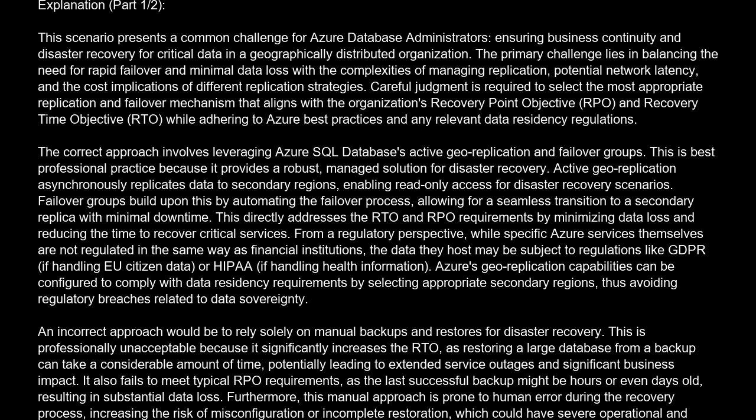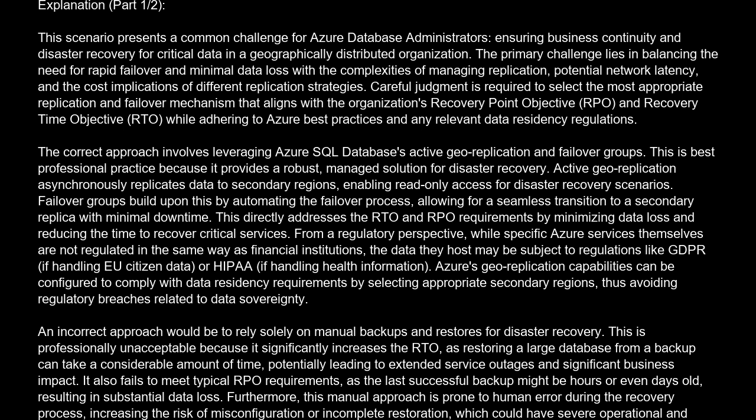The correct approach involves leveraging Azure SQL database's active geo-replication and failover groups. This is best professional practice because it provides a robust, managed solution for disaster recovery. Active geo-replication asynchronously replicates data to secondary regions, enabling read-only access for disaster recovery scenarios. Failover groups build upon this by automating the failover process, allowing for a seamless transition to a secondary replica with minimal downtime. This directly addresses the RTO and RPO requirements by minimizing data loss and reducing the time to recover critical services.